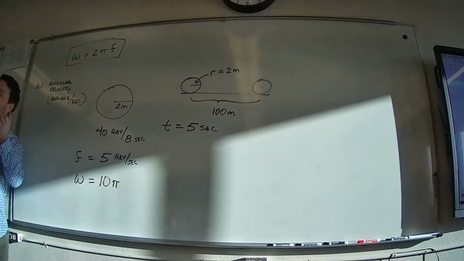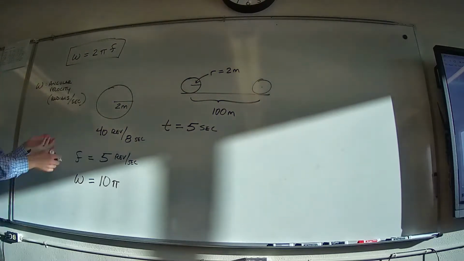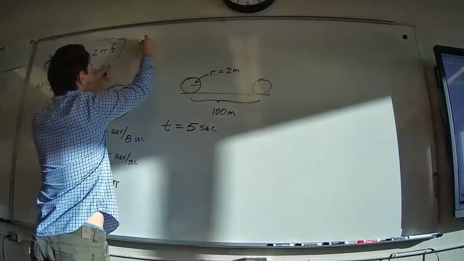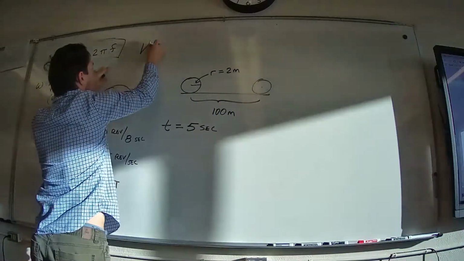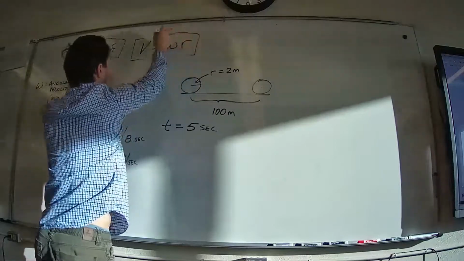Because dividing the distance by 2 pi, there's no real direct connection there. I mean, there's something there, but it's not going to be very clear what it is. Anyway, what's another famous formula we're going to use in this test? V equals omega r. That's a really important one.